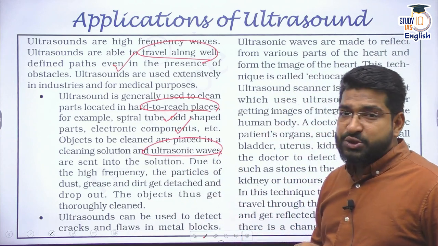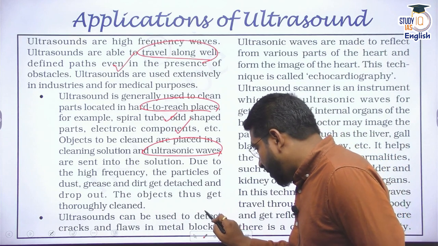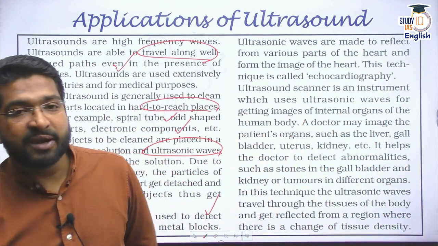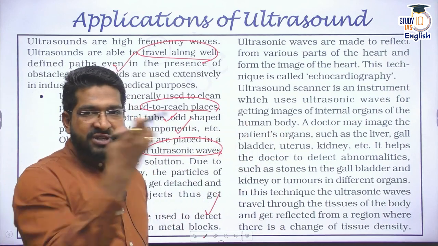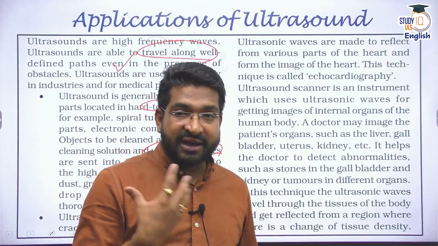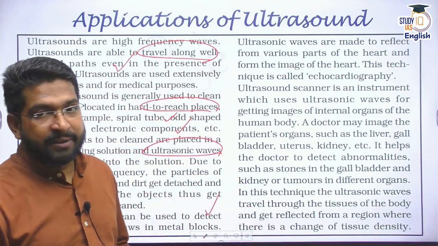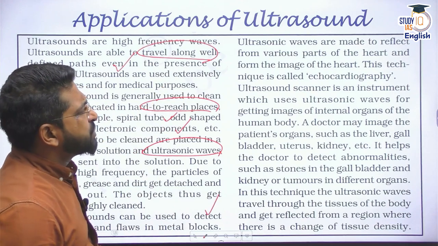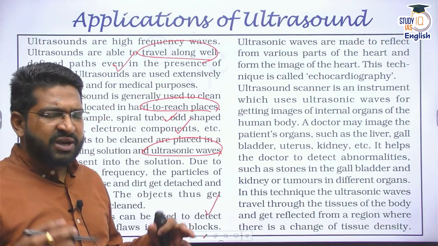Apart from that, ultrasonic waves are also used to find or detect cracks in metal bodies, since they travel in a very defined path. Now I see if the ultrasound is reflected, I check the signal and I understand if there is a crack. If there is a loss of signal, there is a crack or there is a defect. Apart from that, ultrasonic waves are also made to reflect from various parts. That is used for medical imaging.